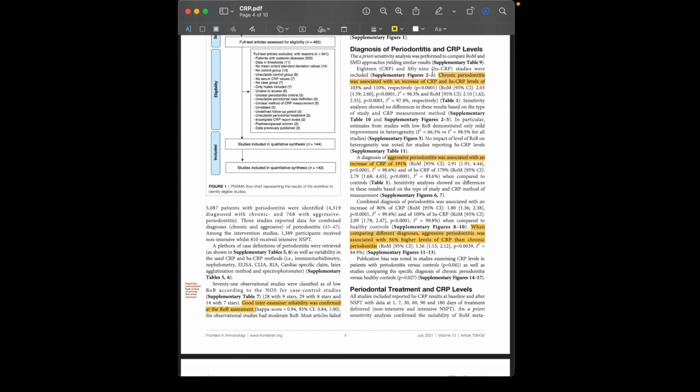So chronic periodontitis was associated with an increase of CRP and high sensitivity CRP levels. Aggressive periodontitis was associated with an increase of CRP levels versus chronic periodontitis. And also when comparing different diagnoses, aggressive periodontitis was associated with 56% higher CRP than chronic. So basically this is just this.